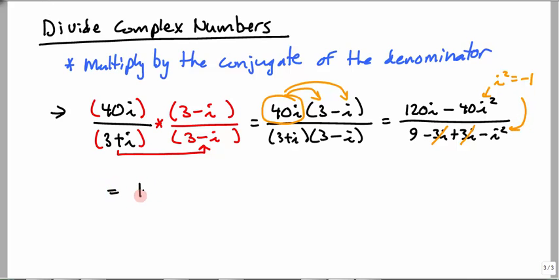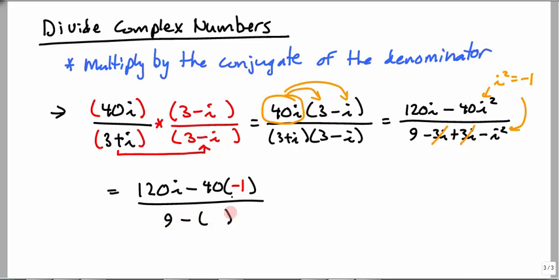So let's rewrite 120i minus 40 times that negative 1, since i squared is negative 1. And in the denominator I have 9 minus, and then i squared is negative 1. So I have 120i minus a negative, which is the same as a positive 40. In the denominator, minus a negative is a positive, so I end up with 9 plus 1 is 10. Now this is not going to be my answer.